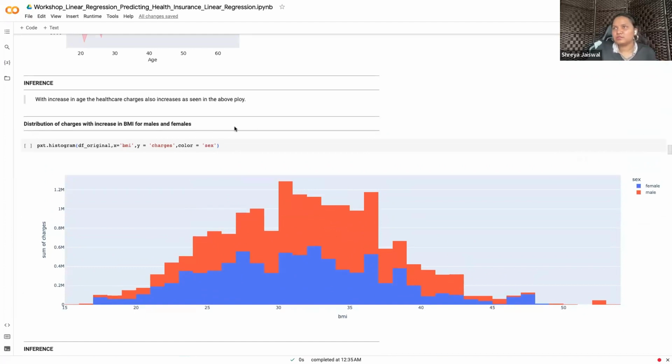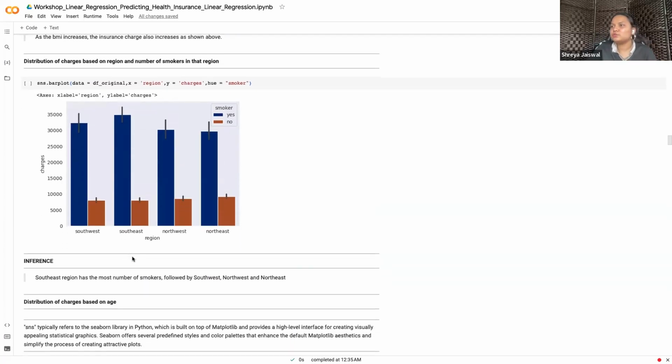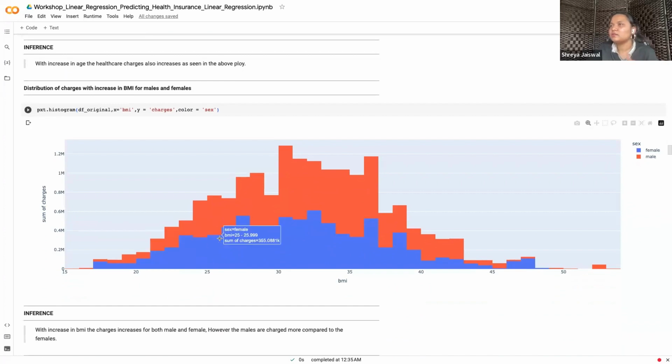And this is just a distribution of charges with increased BMI for the males and the females. So we see that the males tend to have higher BMI compared to the females. We saw the same result for this particular plot too, with the increase in charges. So these are just two different kinds of plots. This is a histogram one, and the other one was a scatter plot.